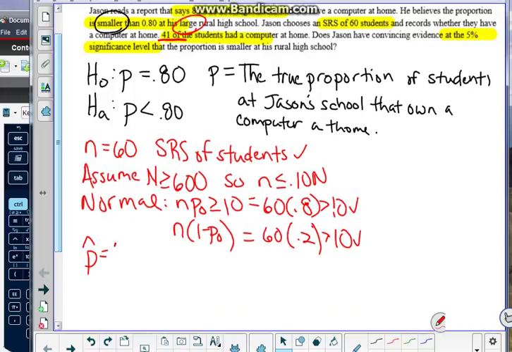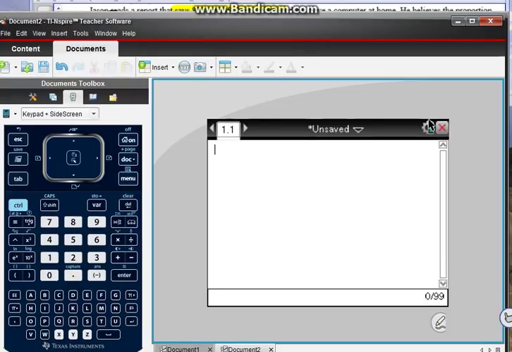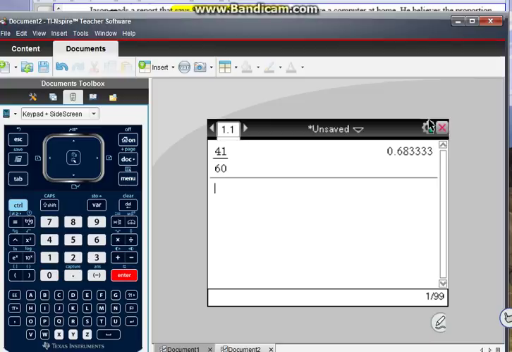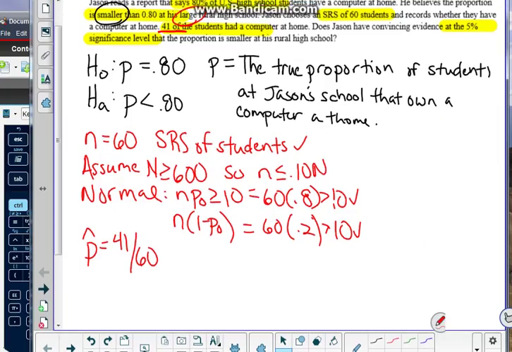P hat is going to be 41 out of my 60. If you punch that into your calculator, 41 divided by 60 is going to be 0.68333 repeating. Okay. A lot of times it's helpful to look at the decimal value instead of just the fraction. So there we have our p hat.